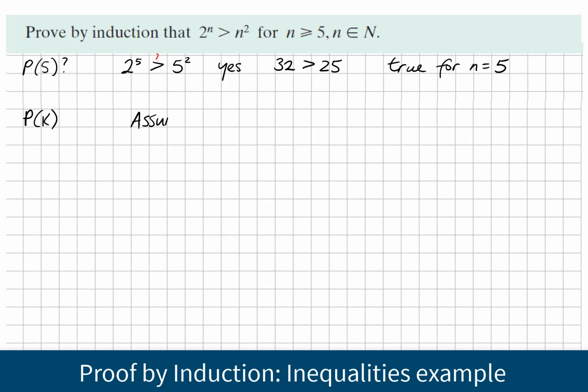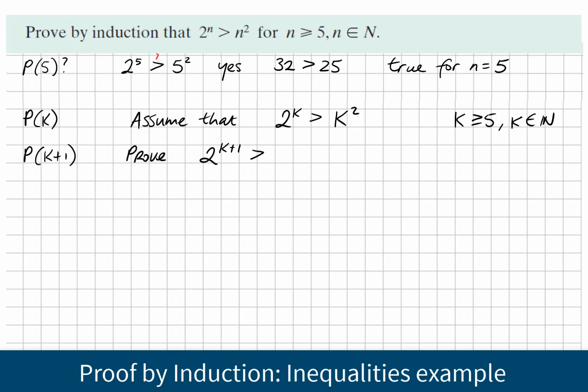Now what we're going to do is always assume that it's true for the value n is equal to k. So if we sub k in for n, we're saying that 2 to the power of k is greater than k squared when k is greater than or equal to 5 and k is a natural number. So we're assuming that to be true. And now our task is to prove that it's true when n is equal to k plus 1. That's what we want to prove.